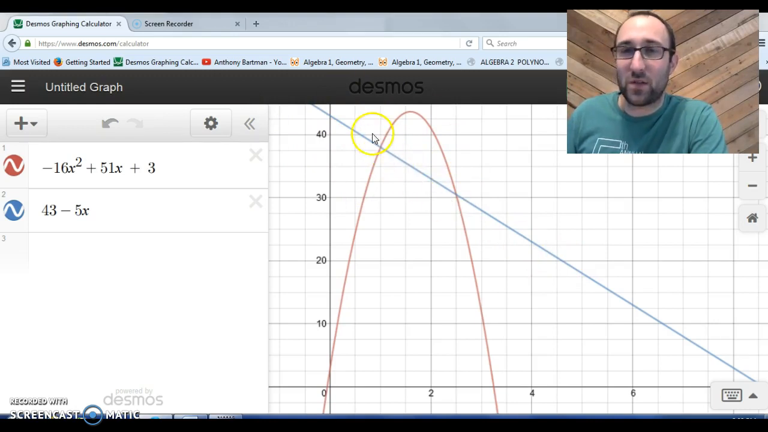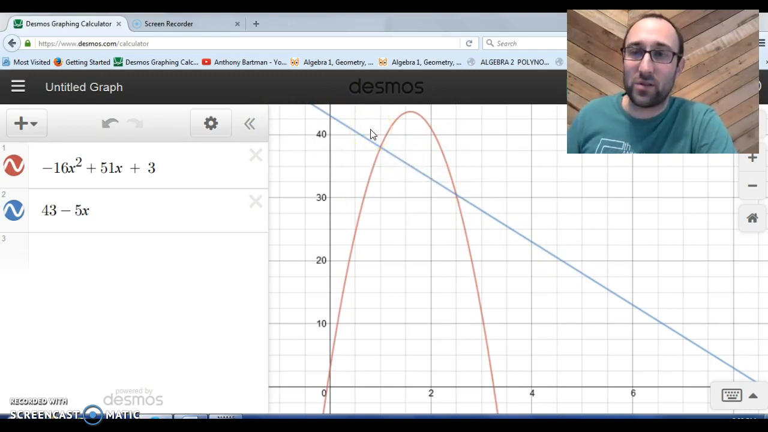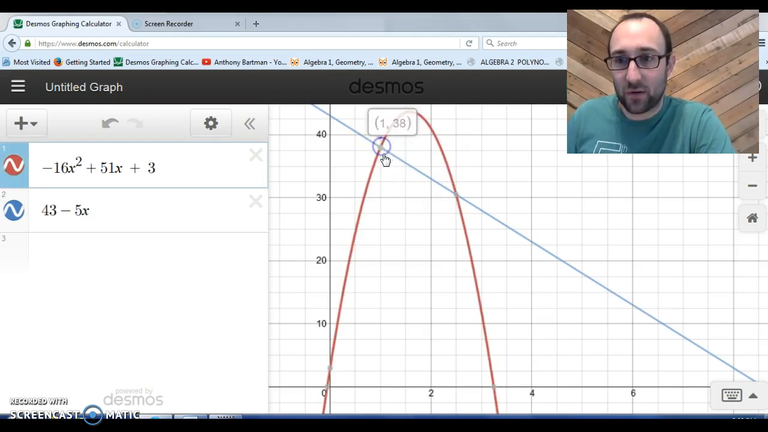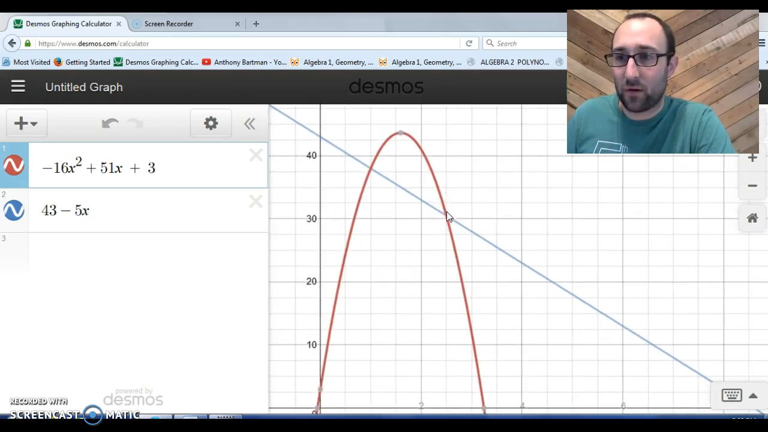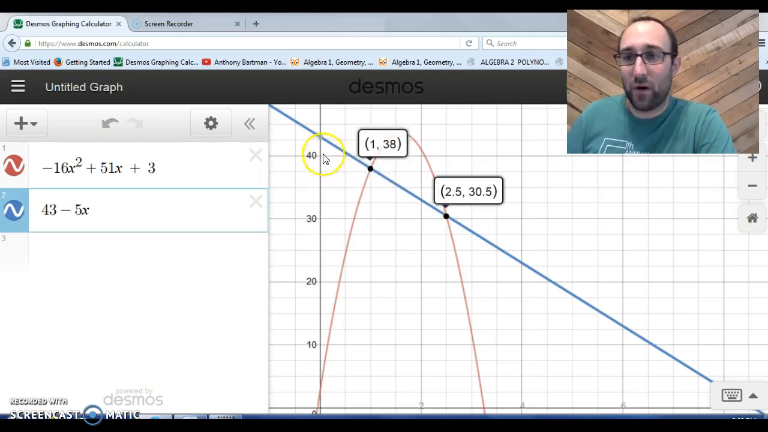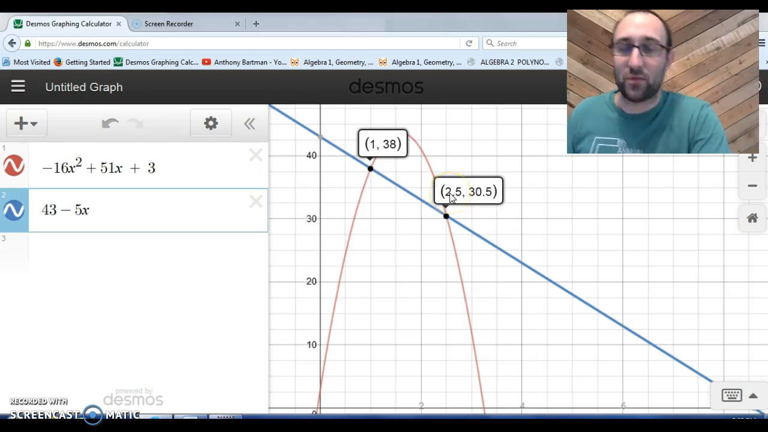Alright, the most important thing with systems of inequalities, just like systems of equations, is where these two intersect. It doesn't have to be just lines. These two intersect. Here's one spot, 1, 38, and here's the other spot, 2.5, 30.5. So there's one, and here's one. That means it's got to be above this blue line, but below the red one. So it's going to be anywhere in this little region here. That means anytime after 1 second, but less than 2.5 seconds would be the time.